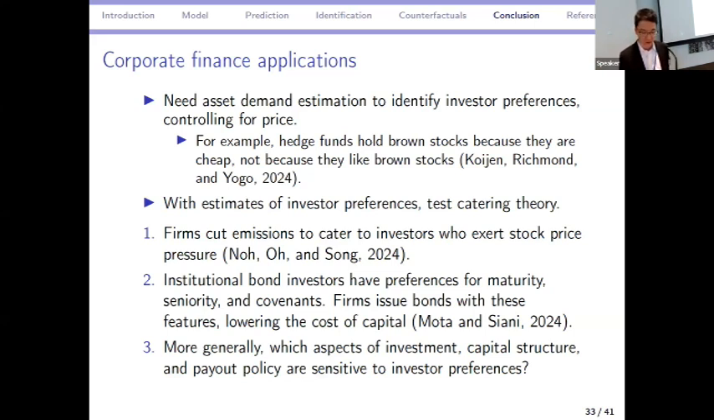Lira Mota and Kirisiani have a paper trying to predict how different investors have different preferences for things like covenants, maturity and seniority, and whether firms are catering to these investors by precisely issuing those types of bonds. More generally, catering theory can apply to investment, capital structure, and payout policy. So these could be very good applications of the demand system approach. Thank you.